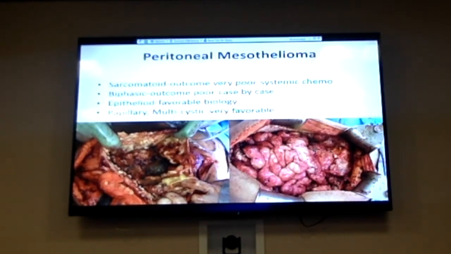And this is one of the diseases where the subtype really matters. So for the sarcomatoid, it's just bad. They just go to systemic chemo and the outcomes are not good. Biphasic is essentially case by case. And then really the favorable ones are the epithelioid, and the really favorable one is the papillary.